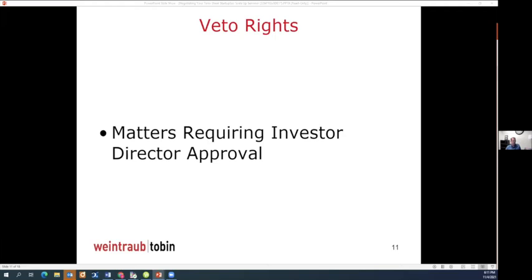You basically say, any of these big ticket items that the company is trying to accomplish, I have to be part of the group that's approving that. Otherwise, I basically get to veto it, even if it's 4-1 and I would normally lose. We've bargained for this deal here, and so I need to be part of the approval process.